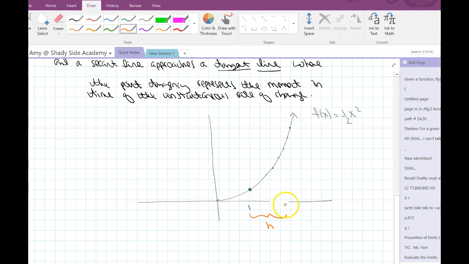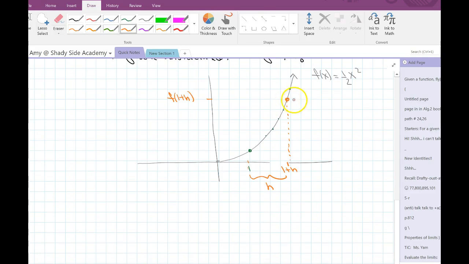Okay, so if this is 1, this is an h. Guess what this is? This is 1 plus h. Everyone agree? And if this is x equals 1, and this is x equals 1 plus h, then what is this? h. The y-coordinate here is f of 1 plus h. So the ordered pair of this point is 1 plus h, comma, f of 1 plus h.